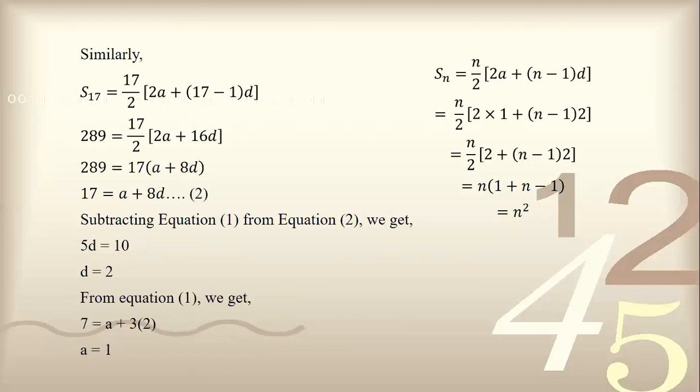So we'll substitute in the formula n by 2 into 2a plus n minus 1 into d. We are not going to substitute a value for n because we don't know n. We are asked for a general answer. So n by 2 into 1 plus n minus 1 into 2. When we solve, we get n square, because 1 and minus 1 will get cancelled. So Sn equal to n square is the general formula to find the sum.